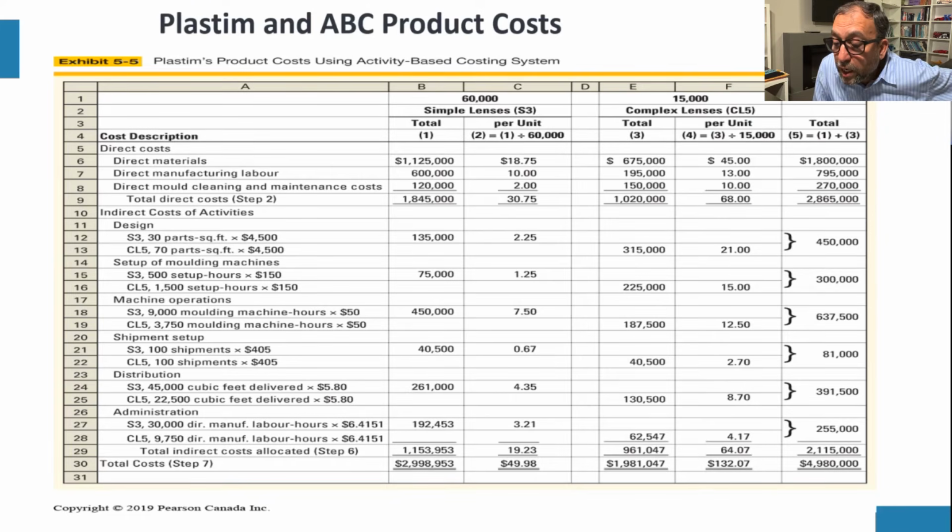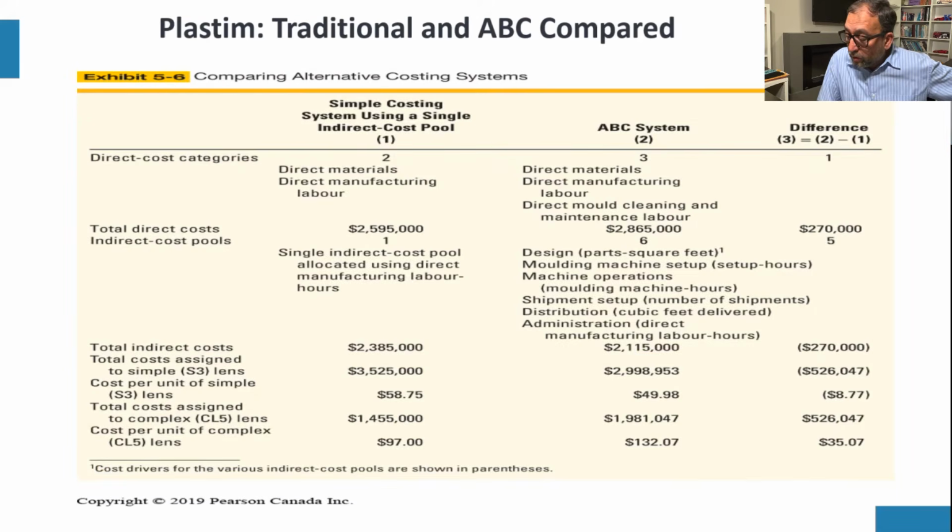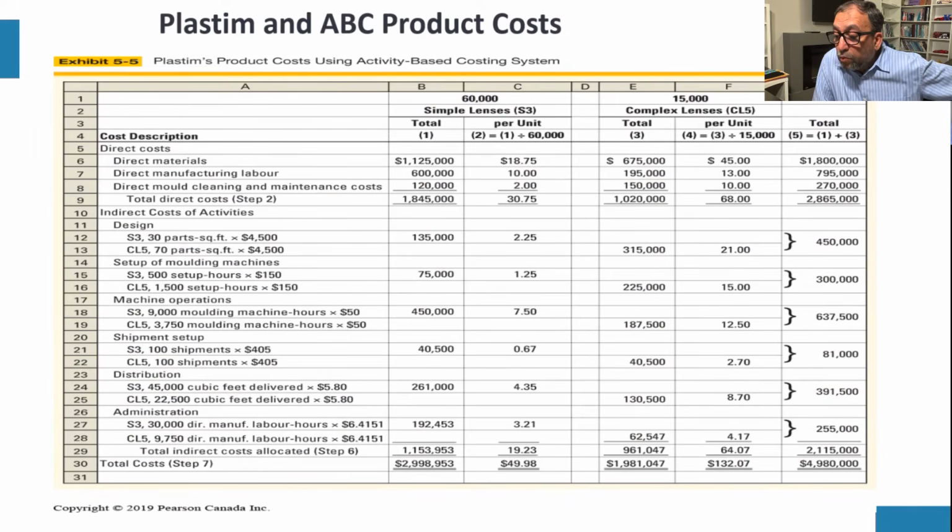So we see that 30 part square feet apply to the simple lens at the rate of 4,500, so we get 135,000. But for the complex lens, the design is 70 part square feet and the rate is the same, 4,500, and we get 315,000.